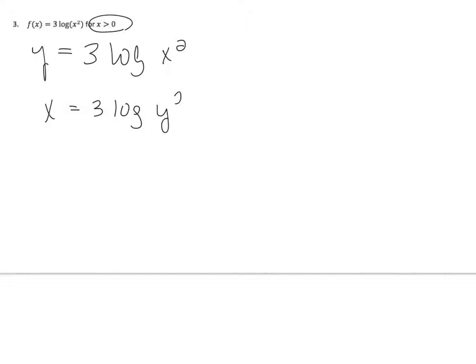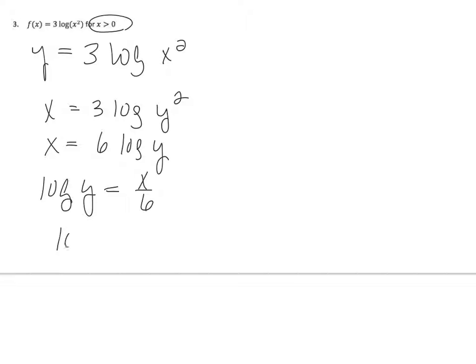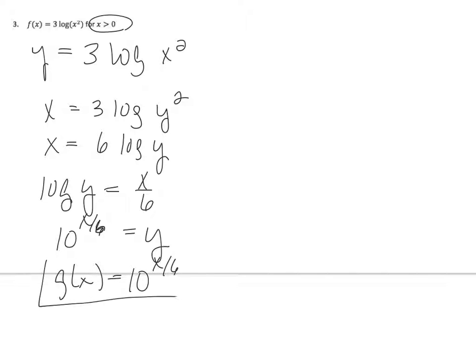3 log y squared. I'm going to drop that square in front of the log and get 6 log y. Now we have a logarithmic function. I need to change it to an exponential function. So let's see, what else can I do? I'll have log y equals x over 6, and then 10 raised to the x over 6 power equals y. g of x equals 10 to the x over 6. That is our inverse function.